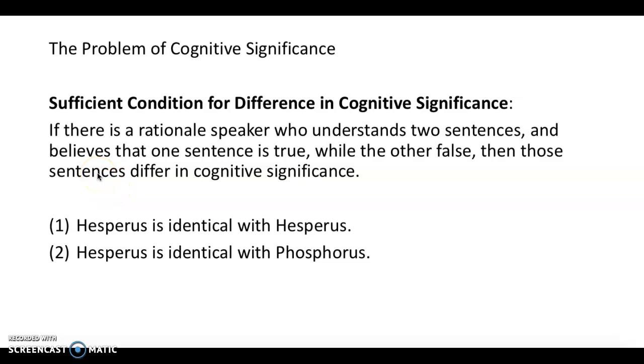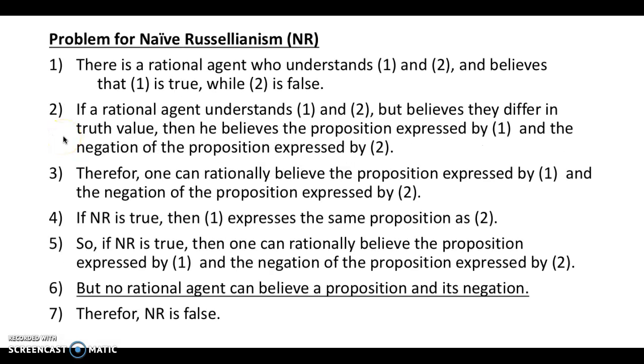So again, going back to the initial problems that Frege levied against the Millian view, well, sentence 1 and sentence 2 seem to express the same proposition, and if they do, then how do we account for cognitive significance in that case? Or the difference in cognitive significance. So here we can present that concern in argument form. So let's assume that there's a rational agent that understands sentence 1 and sentence 2, but nevertheless they believe that sentence 1 is true while sentence 2 is false.